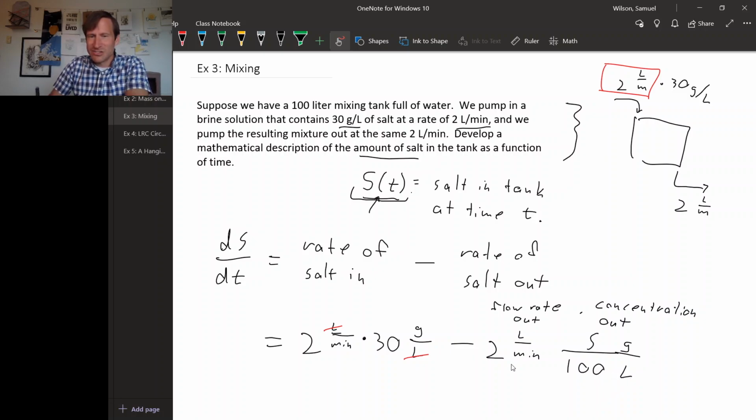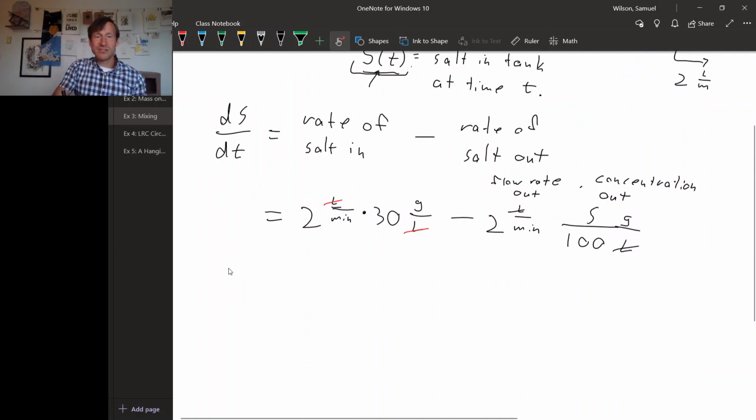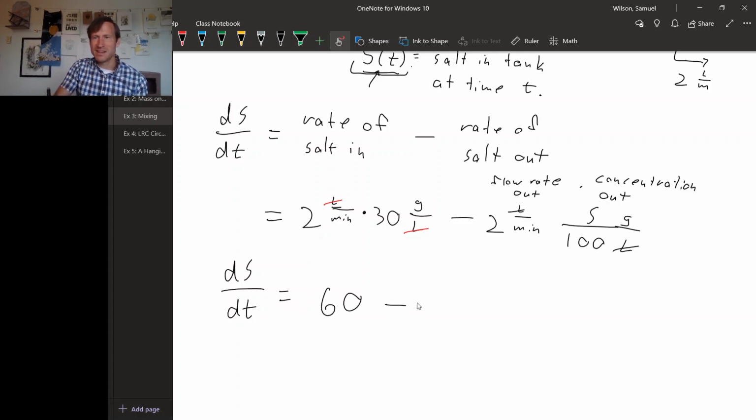And you can see, just like for the stuff flowing in, for the stuff flowing out, the liters cancel and we get grams per minute again. So putting this all together, we get the differential equation dS/dt equals 2 times 30, that's 60, minus 2 over 100, which is 1 over 50, so S over 50.